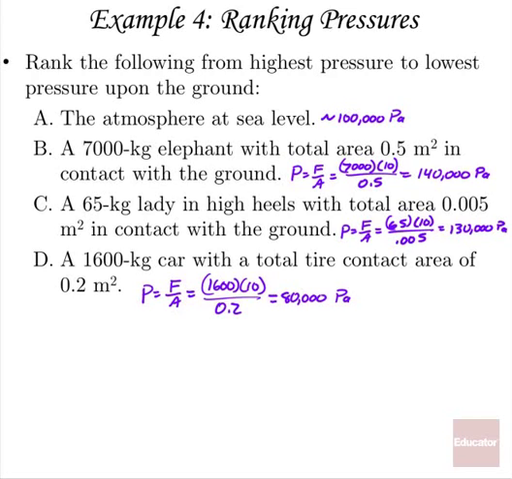So if I were to rank these from highest pressure to lowest pressure, I'd start with the elephant, B, go to the lady in high heels, atmospheric pressure, and finally the car. So B, C, A, D.